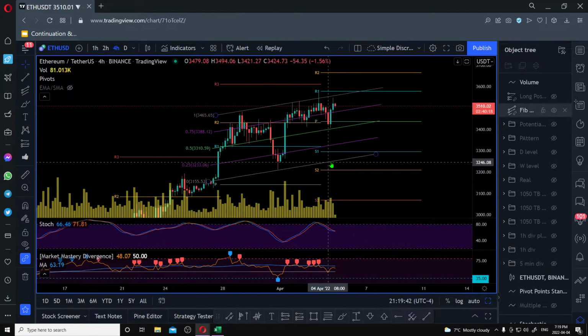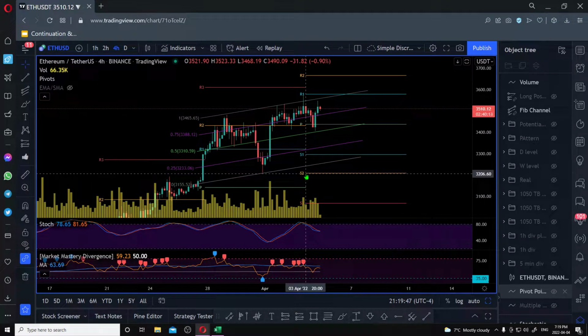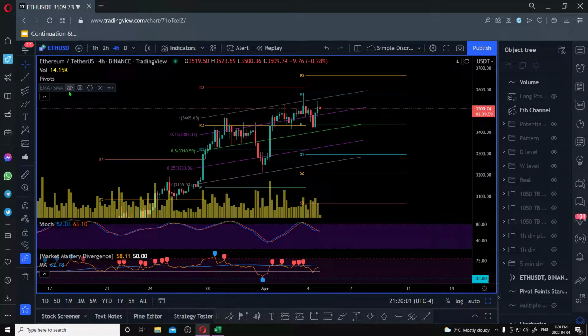Now, if we do break past this, obviously we get the other pivots to pay attention to. I really like this hourly S2 as a very strong region of support because it also lines up with this previous level that the price has stopped. So it confirms this level here. We don't really want to be seeing any price action go below this. Otherwise, that would question the uptrend on the daily.